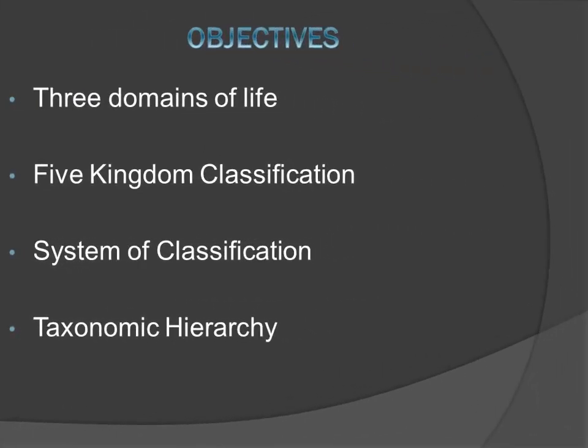So today we are going to discuss the next topic: three domains of life, five kingdom classification, system of classification, and taxonomic hierarchy. These are the subjects we have to cover today. Is it clear? Among these, the first one is the three domains of life. So let us see what we mean by three domains of life.